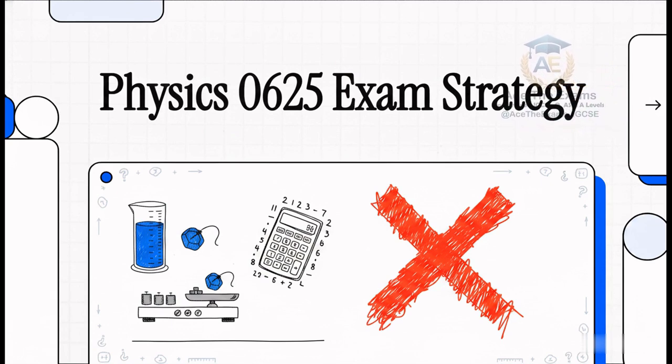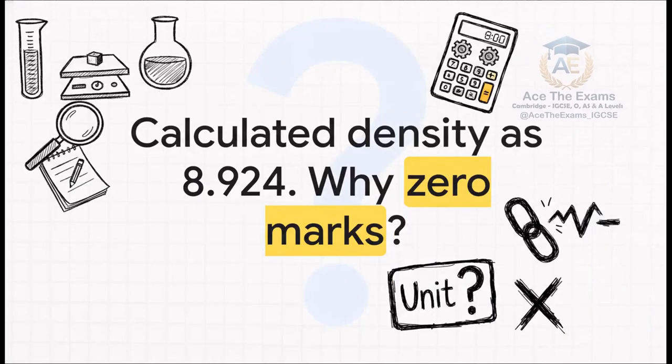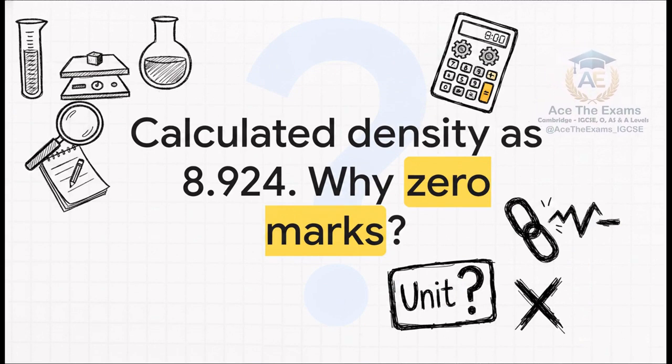But what if I told you that you just scored a literal 0 on that question? Yeah, 0. You fell into a massive, completely preventable trap that catches thousands of students every single year. So, a student accurately measures the volume of a liquid, precisely records the mass, calculates the density as 8.924, and loses all the method marks.